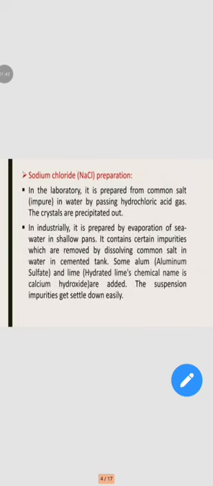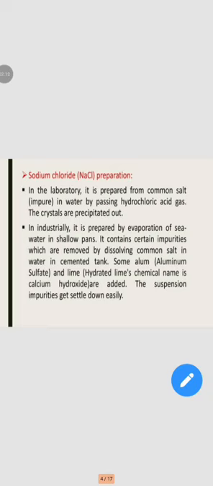Then sodium chloride preparation, NaCl preparation. In the laboratory, it is prepared from common salt, impure salt dissolved in water, by passing hydrochloric acid gas. The crystals are precipitated out and separated.